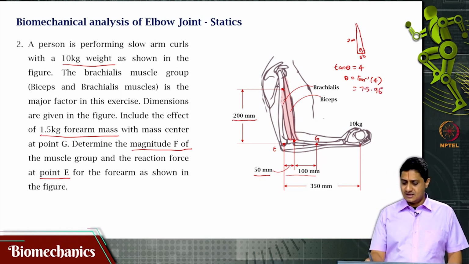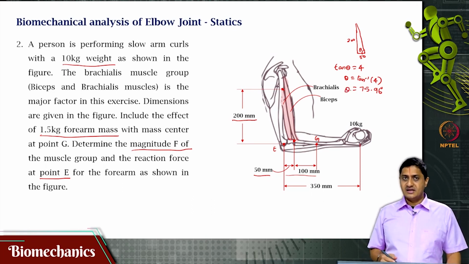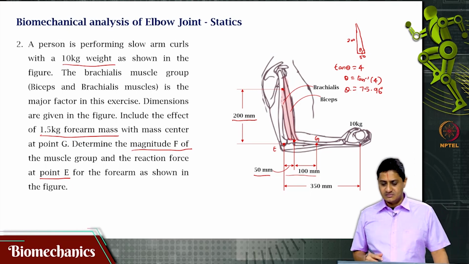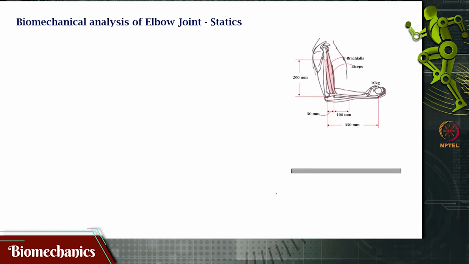This is the angle at which the muscle force is acting with respect to the horizontal. Now, I am in a position to start solving this problem. Let us draw the free body diagram of this. This is the elbow joint. The elbow joint is free to rotate, but it cannot translate in the y direction or in the x direction.